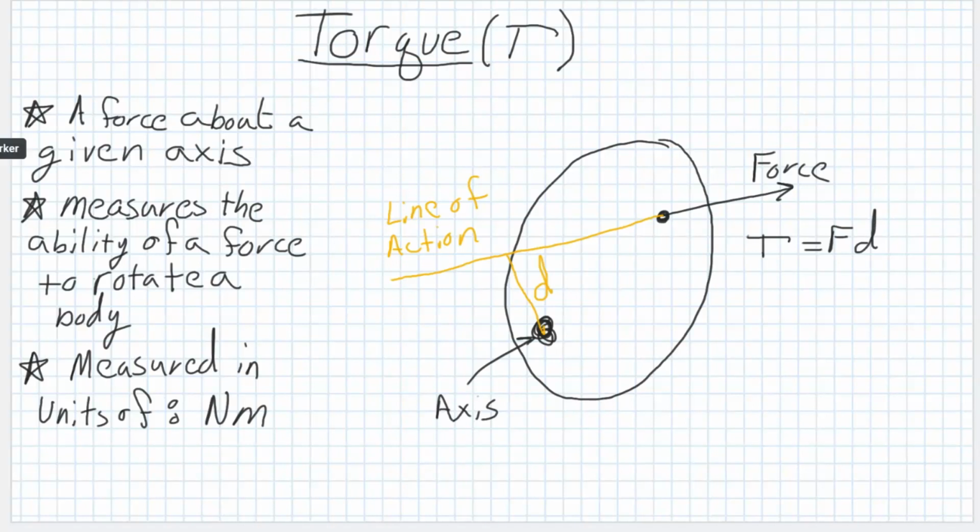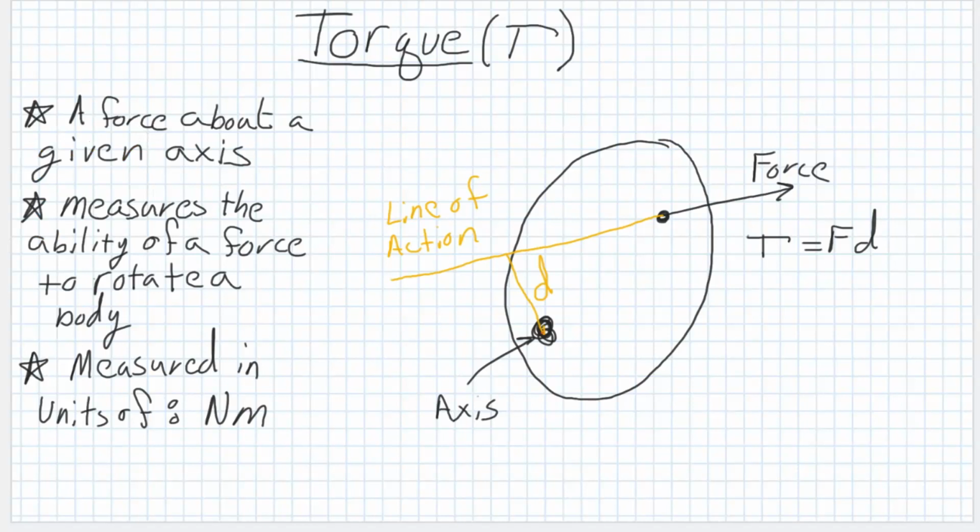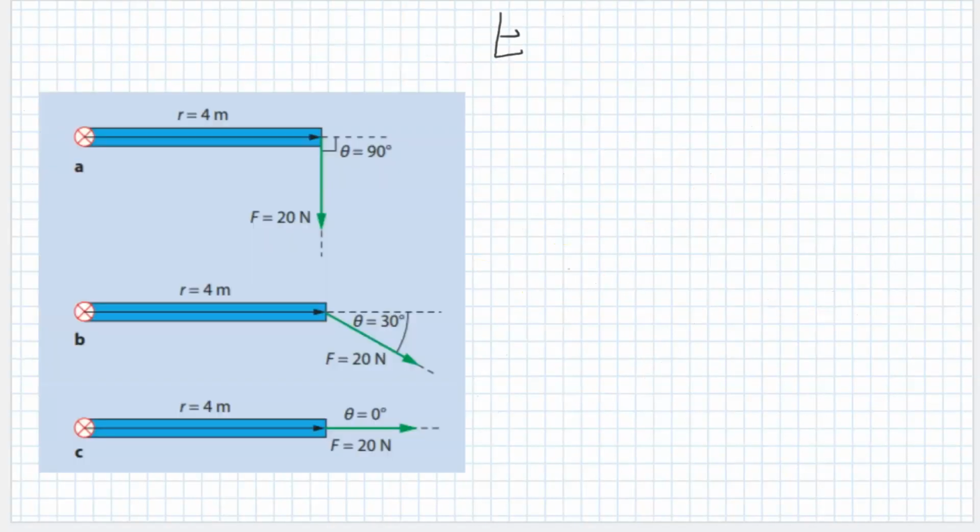It's more common to find the torque acting on our body by drawing a line from the axis through the point the force is acting from, and we'll call the distance between the axis and the point where the force acts r, and we'll call the angle between that line and the force theta. So we could say that the torque is equal to the force times that distance r times the sine of that angle theta. Now let's go through some examples of using this equation.